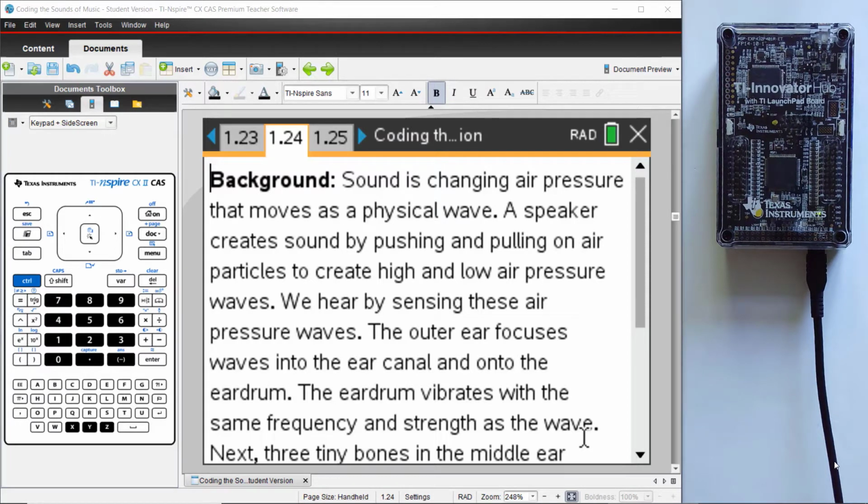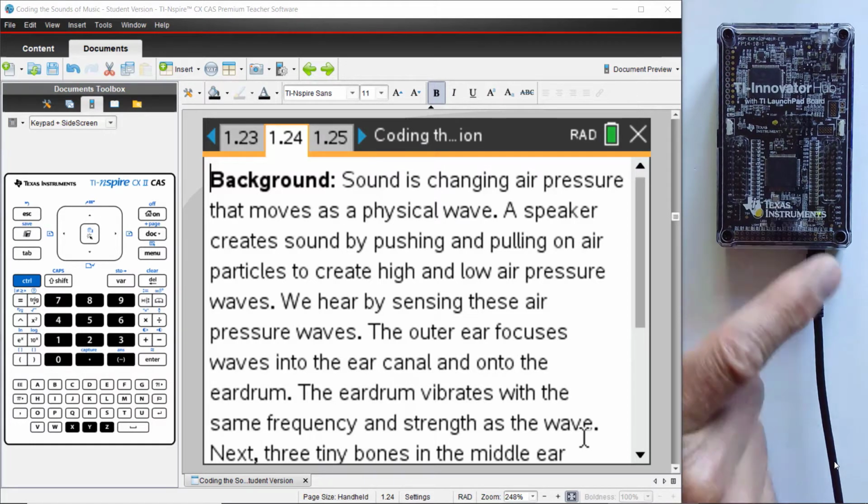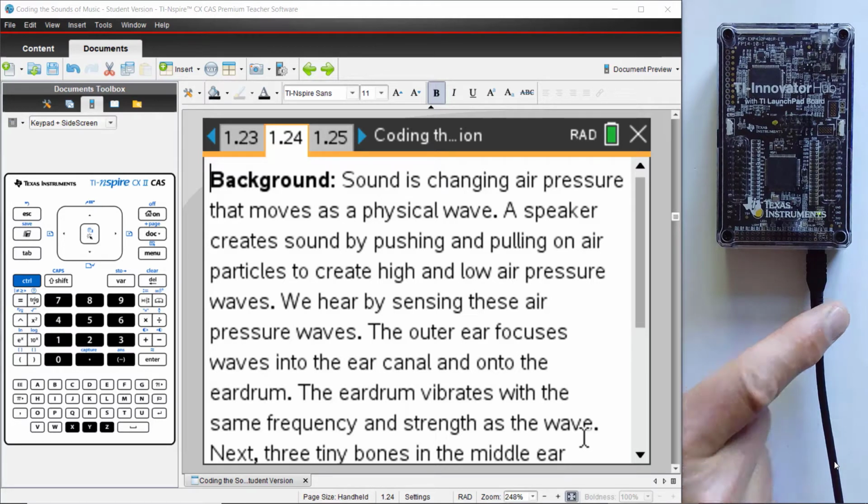Be sure you have your hub connected with your unit-to-unit cable to your TI Nspire CX2 graphing calculator. Next, take the time to navigate using the control and the click pad to page 1.24 of the TNS file. Pause your video now, and when you're ready, resume and we'll get started learning the human ear.